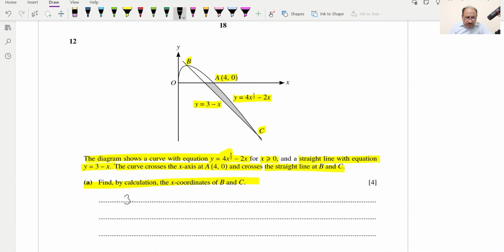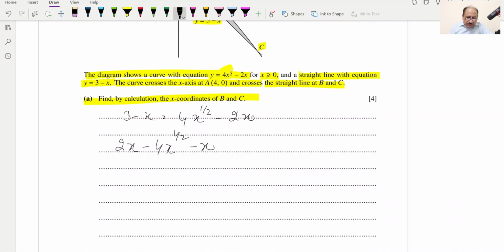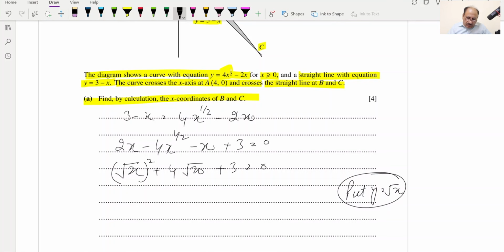So this will be 3 minus x is equal to 4x raised to 1 by 2 minus 2x. We can shift 3 minus x to the other side, so we get 2x minus 4x raised to 1 by 2 minus x plus 3 is equal to 0. Now this will be 2x minus x, which is x, minus 4 root x, plus 3 is equal to 0. We can write x as root x squared, and put y equal to root x, so this will be y squared minus 4y plus 3 is equal to 0.